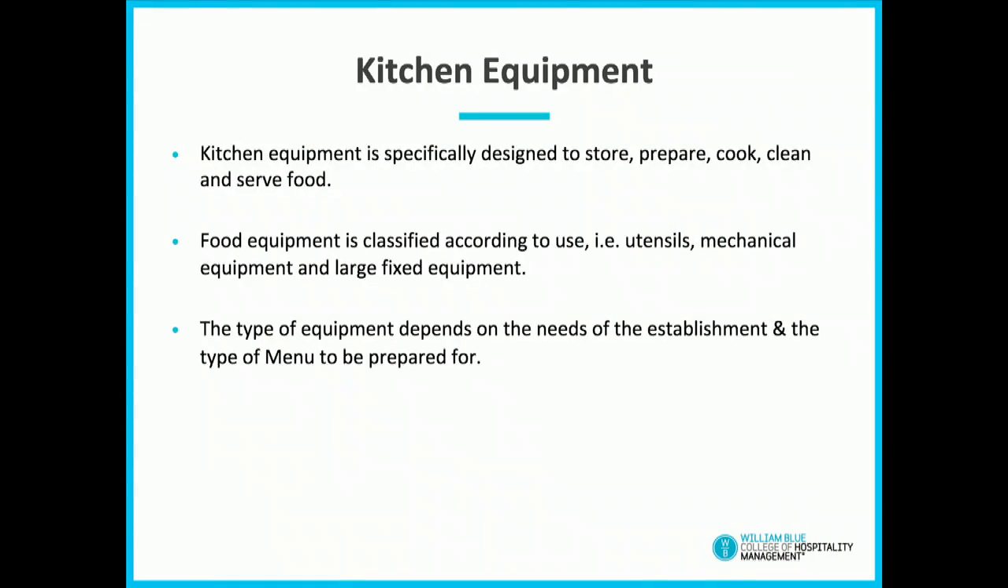And why do we have that? What's the use of small and large equipment? To expedite service, to make sure that we're doing the job correctly as well, okay? There's a big difference between what we use at home, domestic appliances, and what we use in a commercial kitchen. Kitchen equipment is specifically designed to store, prepare, cook, clean, and serve food to a commercial standard. Remember, you're going into commercial cookery, okay?